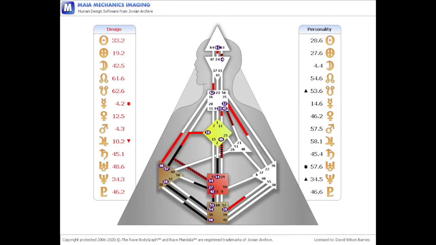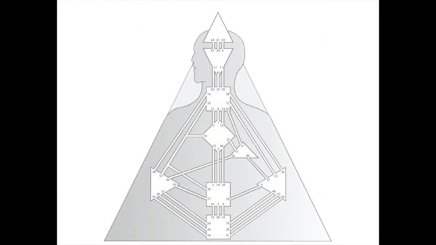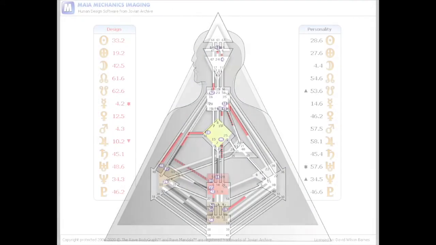So what you're looking at now is called the body graph. It's otherwise known as a human design chart. Everyone on Earth has the same basic body graph. It's the shapes and the lines that connect those shapes and the numbers within the shapes. Those are the same on every chart.